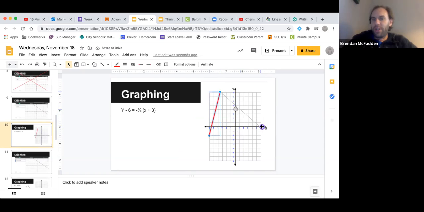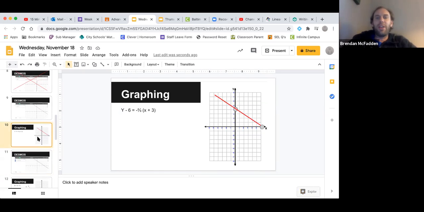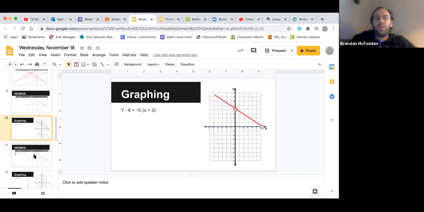Super easy, right? That's even easier than having to memorize the slope, the intercepts, in this case, plot the point and then do the slope. So let's check it out. Does that look like what we got here? Yeah, they look super similar to me. So that is an easy way to, again, make sure we graph it properly.